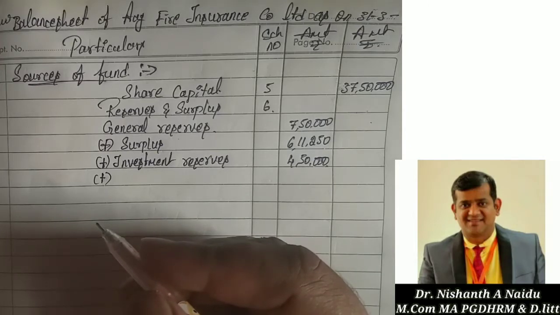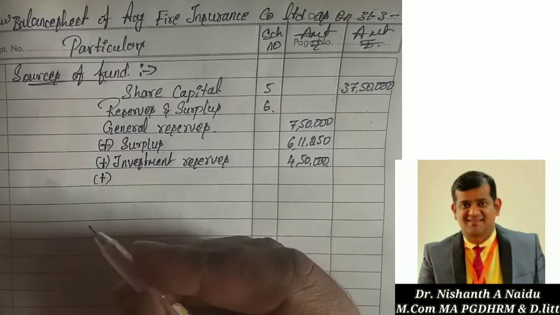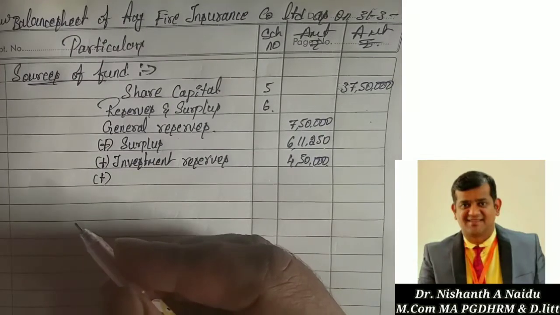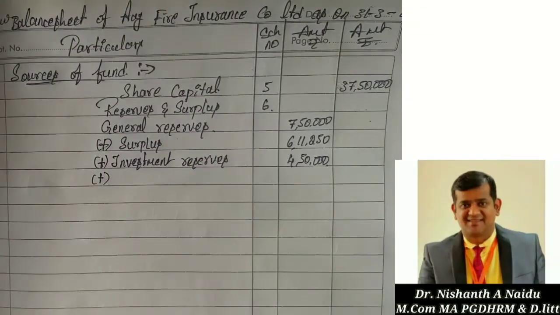That is nothing but closing balance of reserves for unexpired risk. Check out in the revenue account, you will get it. Reserves for unexpired risk, revenue account. In revenue account, we will have that.